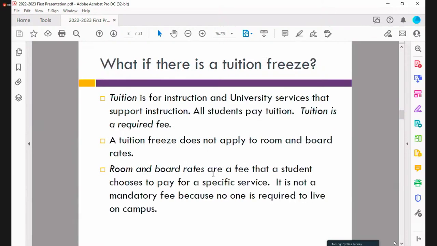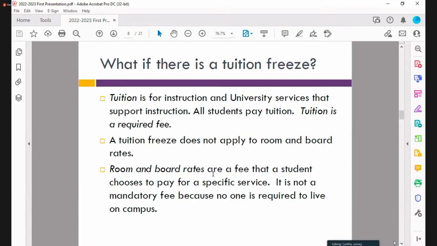A question comes up: what if there is a tuition freeze? What impact does that have on room and board rates? Definitions are helpful here. Tuition is for instruction and the university services that support instruction. All students pay tuition. It's a required fee. A tuition freeze does not apply to room and meal rates.